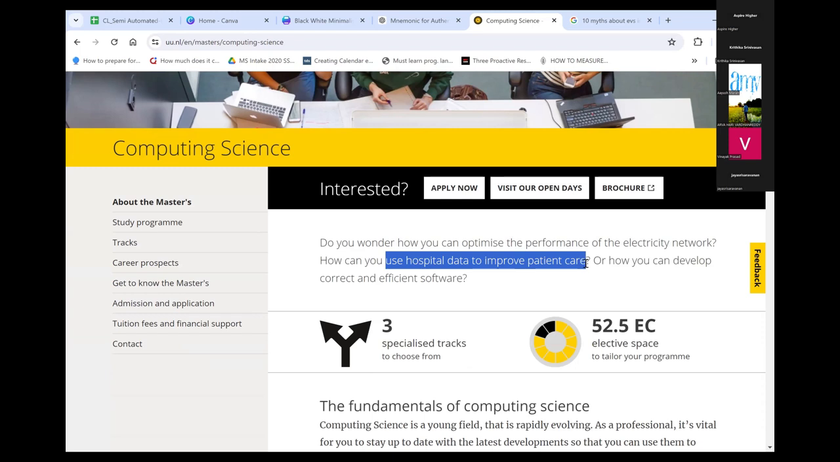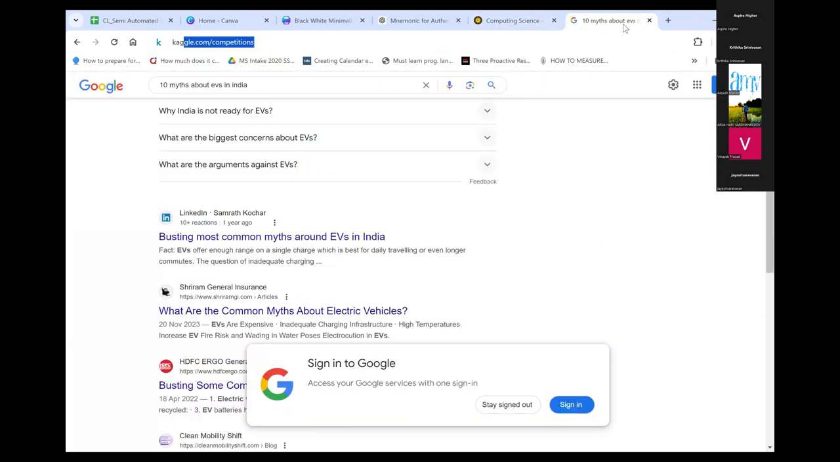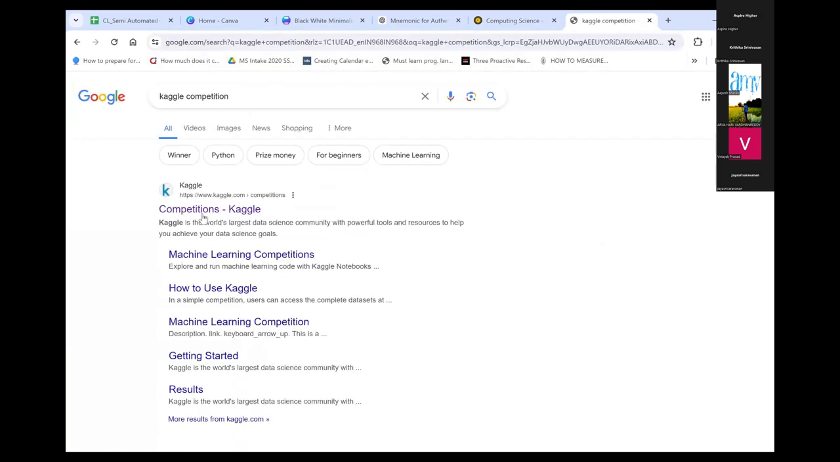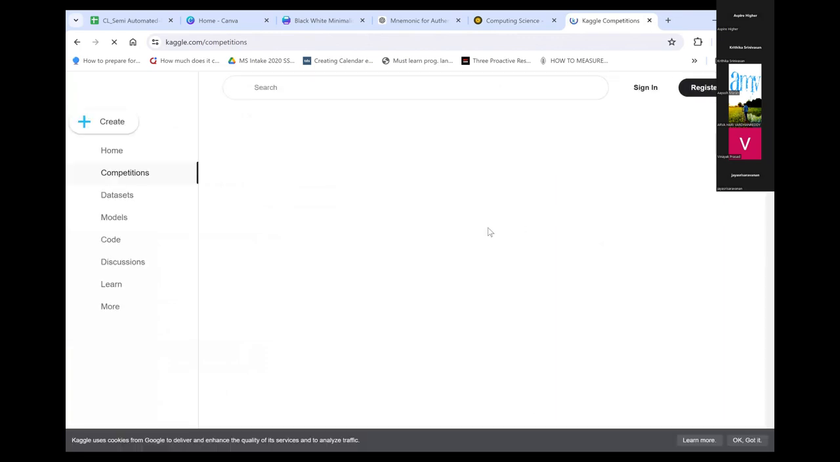I can say that, when I was working on this healthcare data set, okay, let me give you an example right now. So for example, if I had worked on a Kaggle competition in the healthcare space. Okay, so let's go to Kaggle and let's go to the competitions here as soon as it loads up.